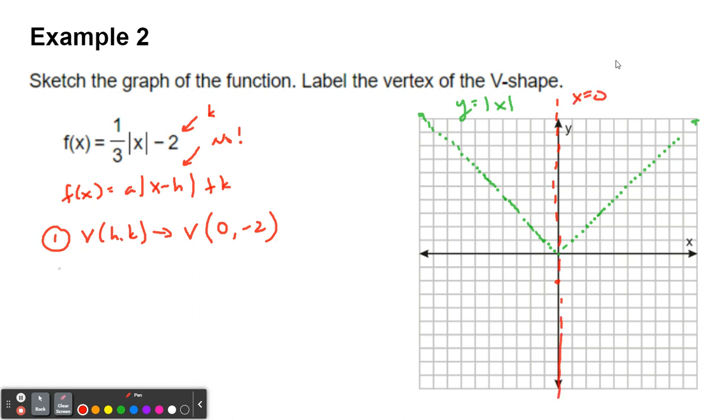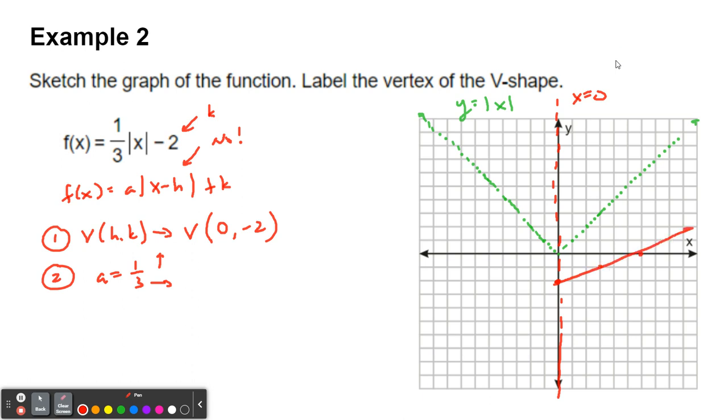Okay? And now remember, we handle that a value as the slope. Your a value is a 1/3. That means you go up 1 and to the right 3. So from this vertex, 0, negative 2, we're going to go up 1 and right 3. I'll go up 1 and right 3 again. This will be the right side of your v.